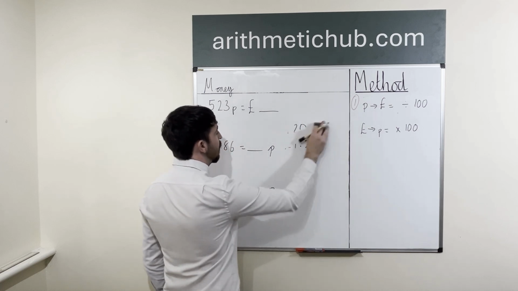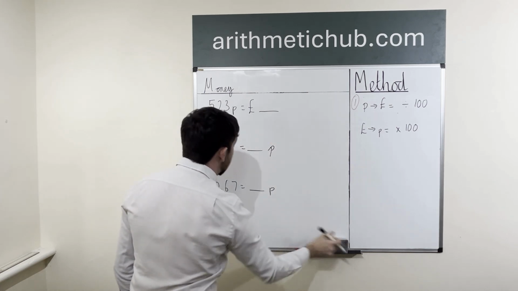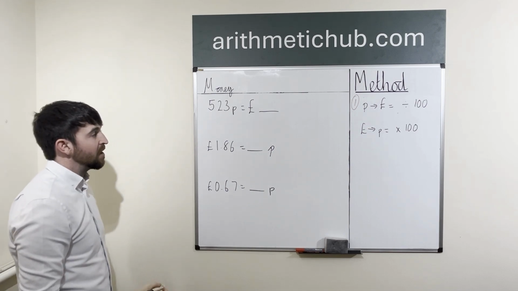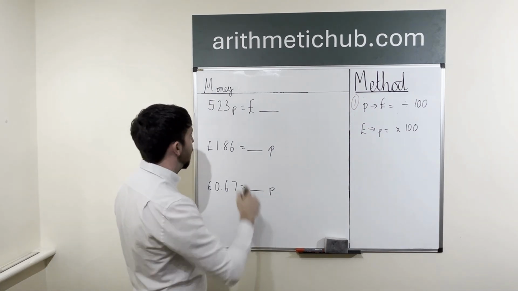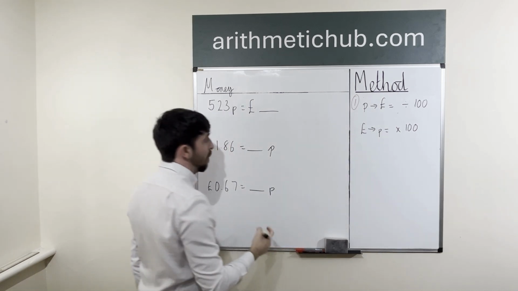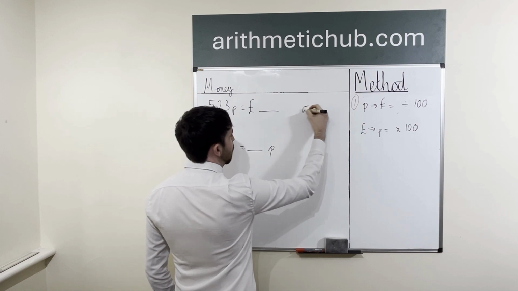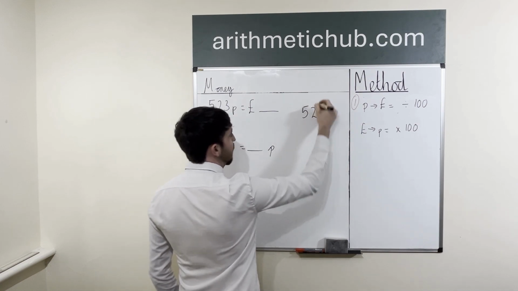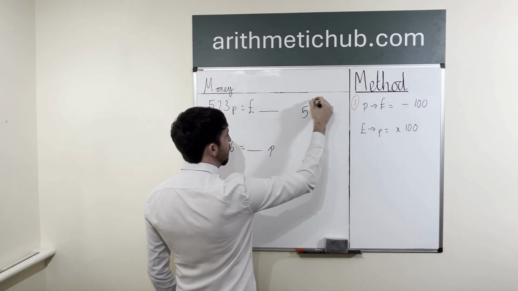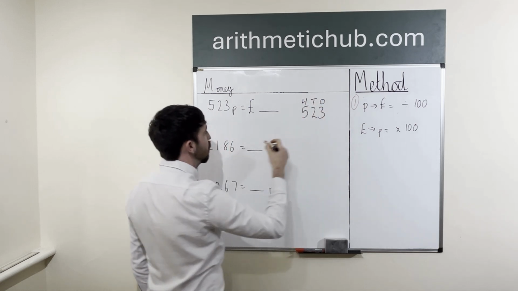So, let's go and have a look at this then. 523p is the same as what in pounds? So we're converting from pence to pounds. So we know we need to divide by 100. When we're dividing by 100, we would do 523 like that. We put our place value columns in. My ones, my tens, and my hundreds.